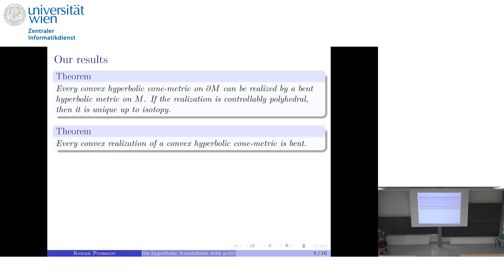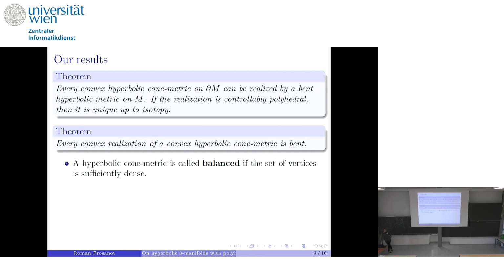Okay, so another thing here is that it might not be really clear how many convex hyperbolic on metrics have controllably polyhedral realization. So how good is this rigidity statement? I claim that actually this is, in some sense, a generic case.